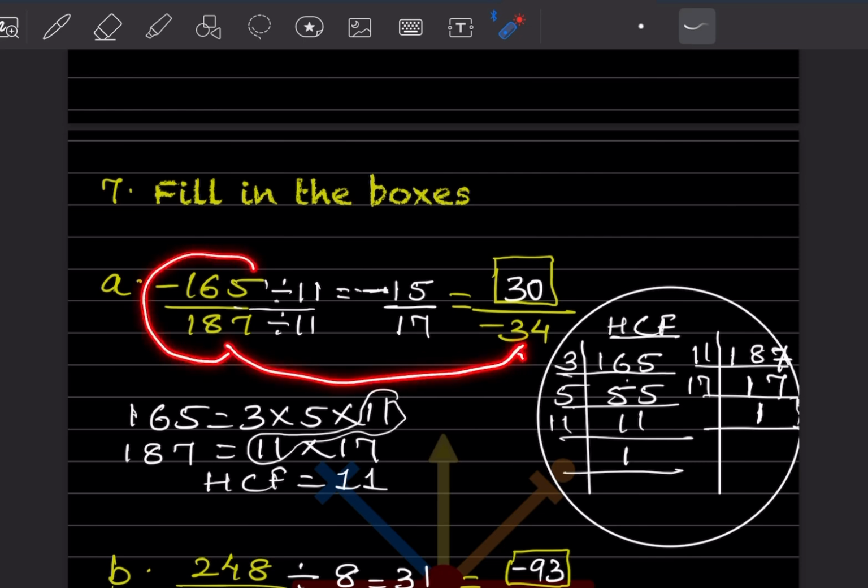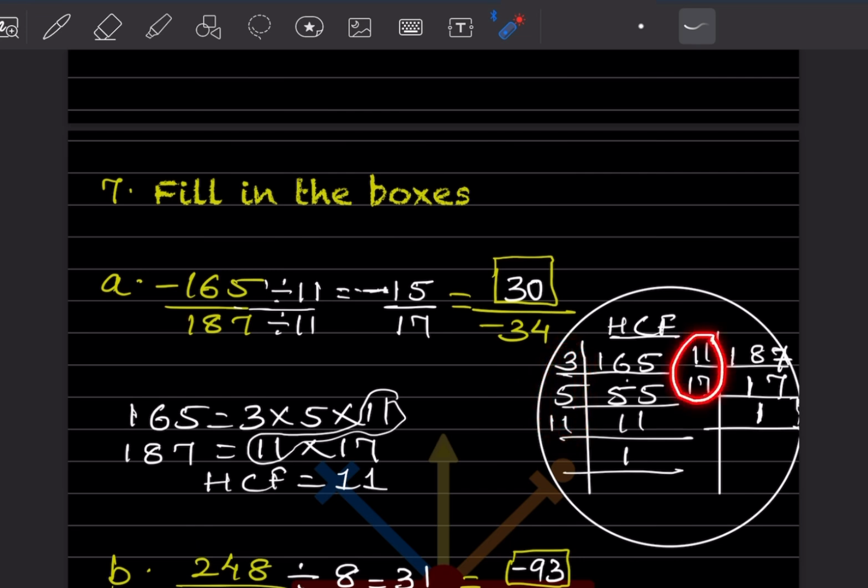So here what will you do? You will take the HCF of 165 and 187. Now see, I have shown you here 165. First we'll take the factors of this one. So these are the factors, and for 187, these are the factors of it. The same thing I have written over here.